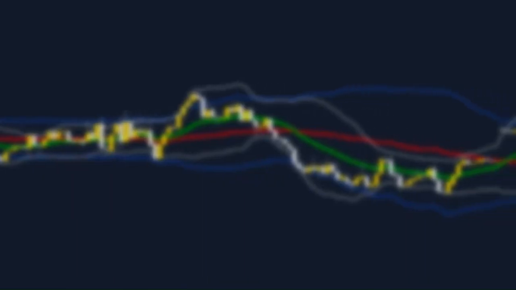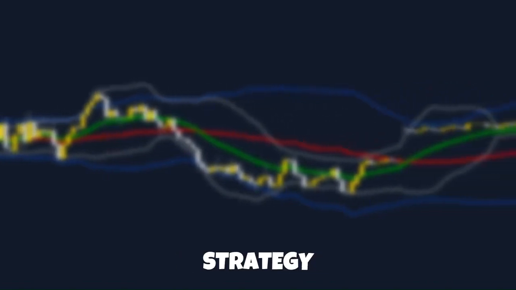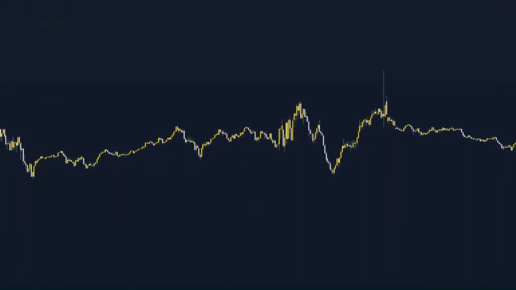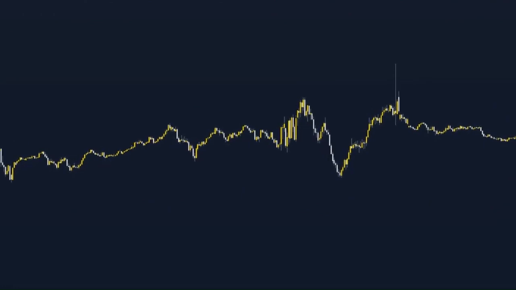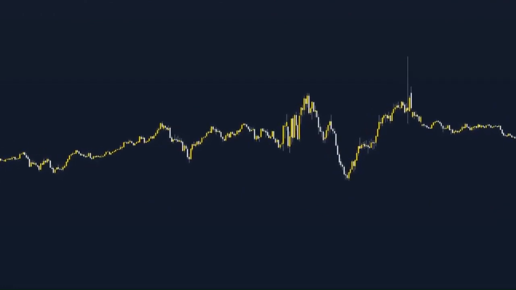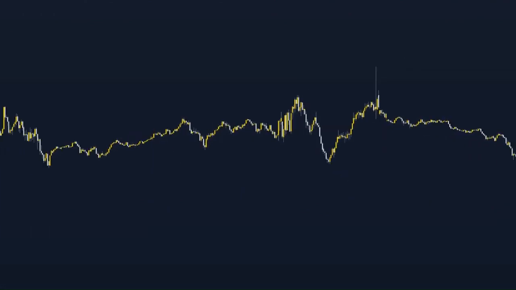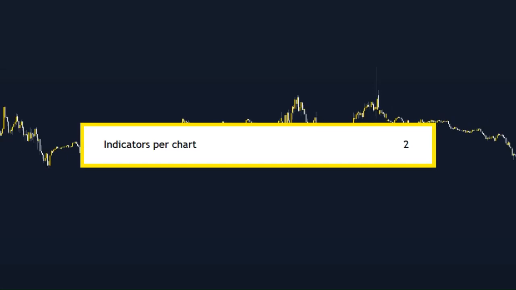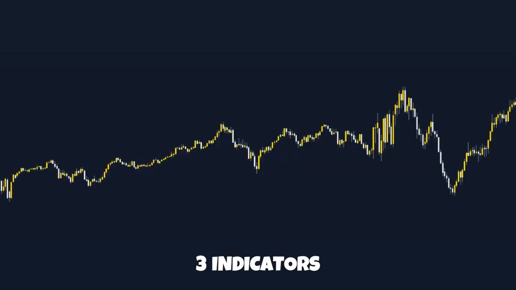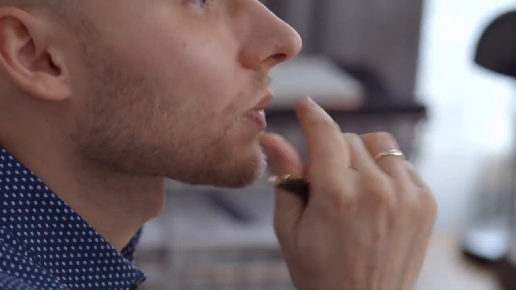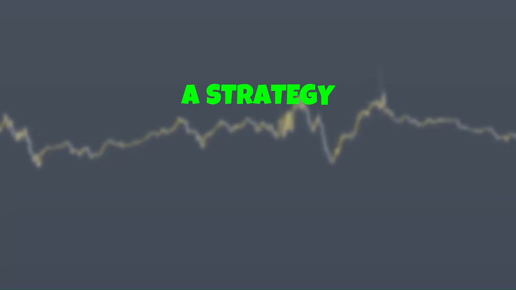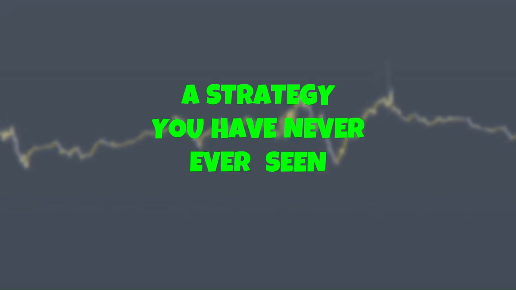But let's get straight into the 2 indicator beginner strategy. Okay, for this strategy to work, like I said, we're only using 2 indicators because TradingView has changed its plans, and for the free version you can now only add 2 indicators instead of 3 indicators like it previously was. So I've tried to find a way to help all you guys and girls out, and I promise you it is a strategy that you have never ever seen on YouTube.